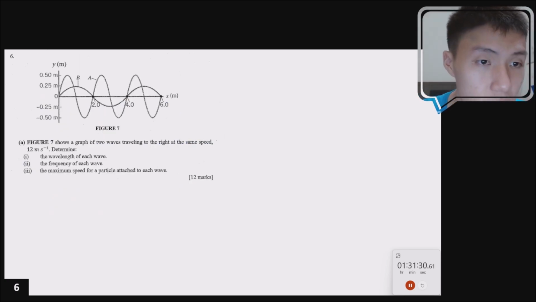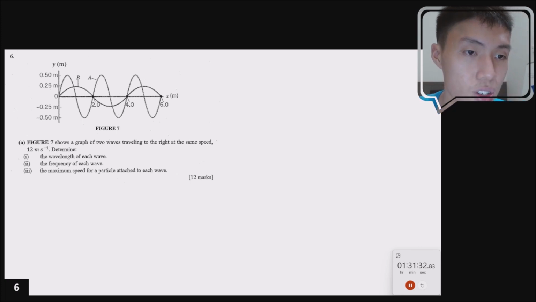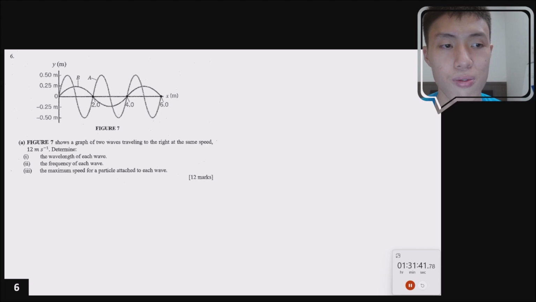Question 6, you have figure 7. Figure 7 shows a graph of two waves. So you have wave A and wave B traveling to the right at the same speed. So both of these are progressive waves. Okay, I want to emphasize, this one probably needs a bit of discussion.